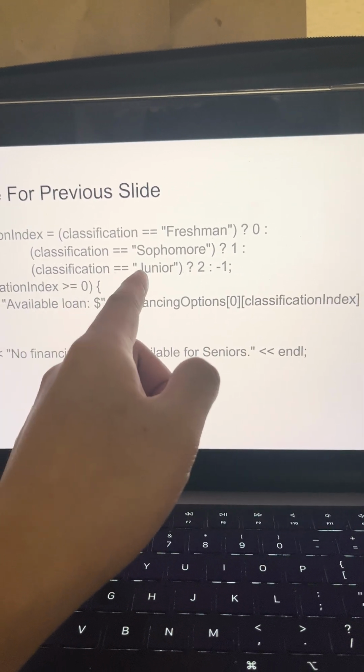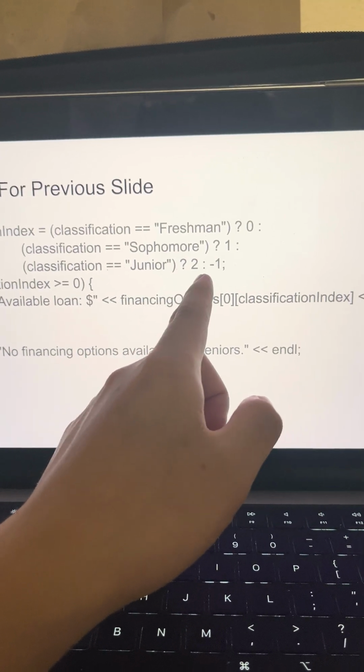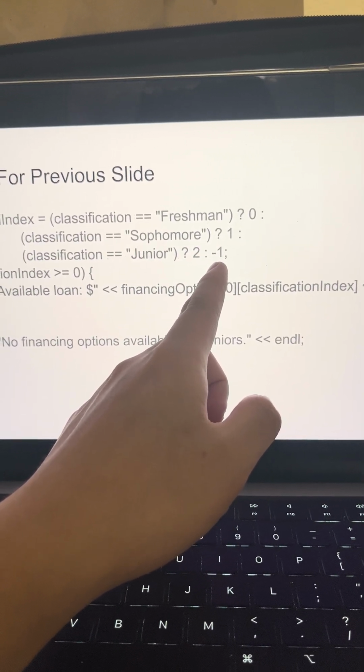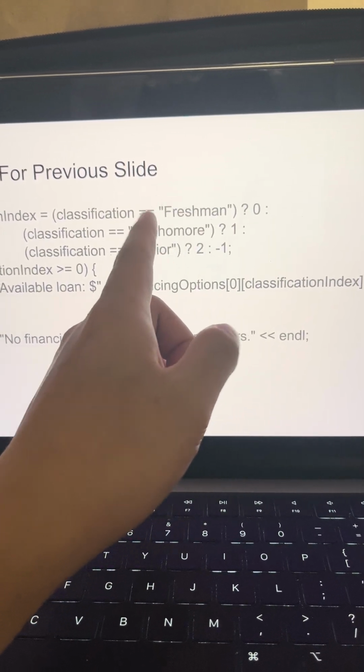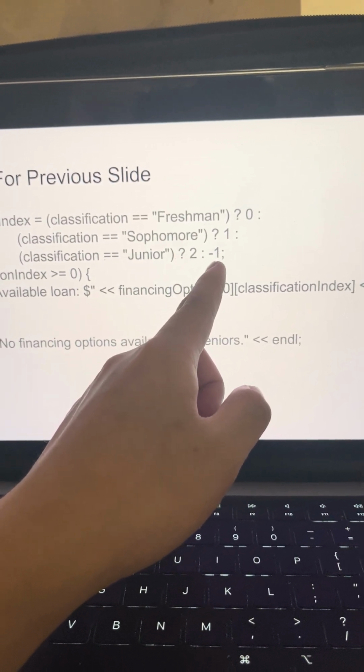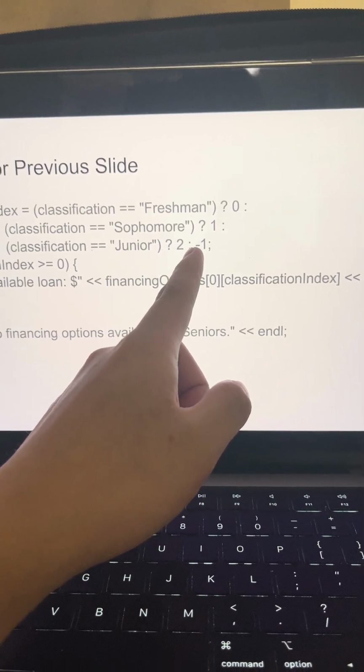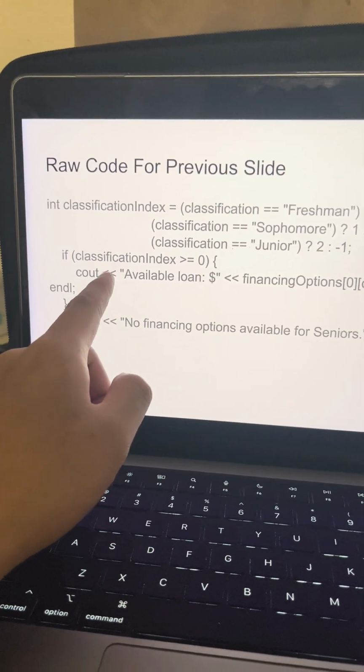And ask if their classification is junior, and if it's true, it'll assign an index value of 2. And if not, it'll go to -1. And the reason it stops there is because there are only 4 classifications. This is the index I wanted for the seniors, because of this next section here.